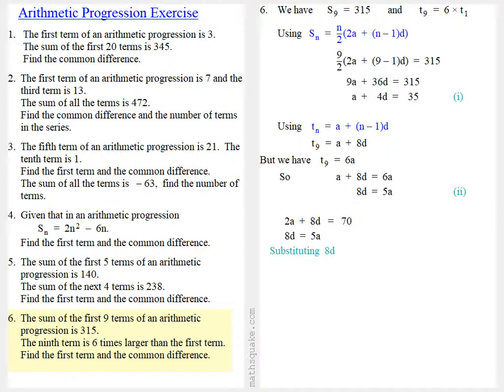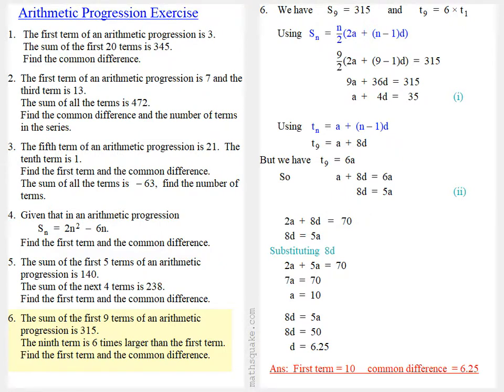Well, we can substitute the 8d. So we get 2a plus 5a is equal to 70. 7a is equal to 70. So a is 10. Now we know 8d is equal to 5a, so 8d is equal to 50, or d is equal to 6.25. So the first term is 10, and the common difference is 6.25.